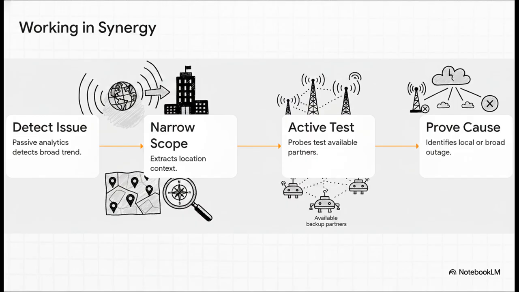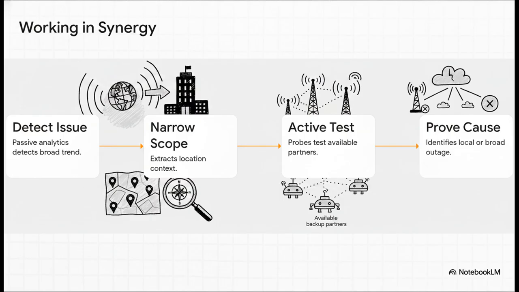So how do these fundamentally different approaches actually work together to create total network synergy? Let's walk through it. Step 1, passive analytics detects a potential issue or a broad trend all the way from HQ. Step 2, it extracts the location context so we can narrow the scope of the problem. Step 3, those active probes we talked about, they wake up and test the available backup partners at those specific sites. And finally, step 4, this combined approach definitively proves if we're dealing with just an isolated local radio failure, like that one bad airport tower, or a massive, broad network outage.